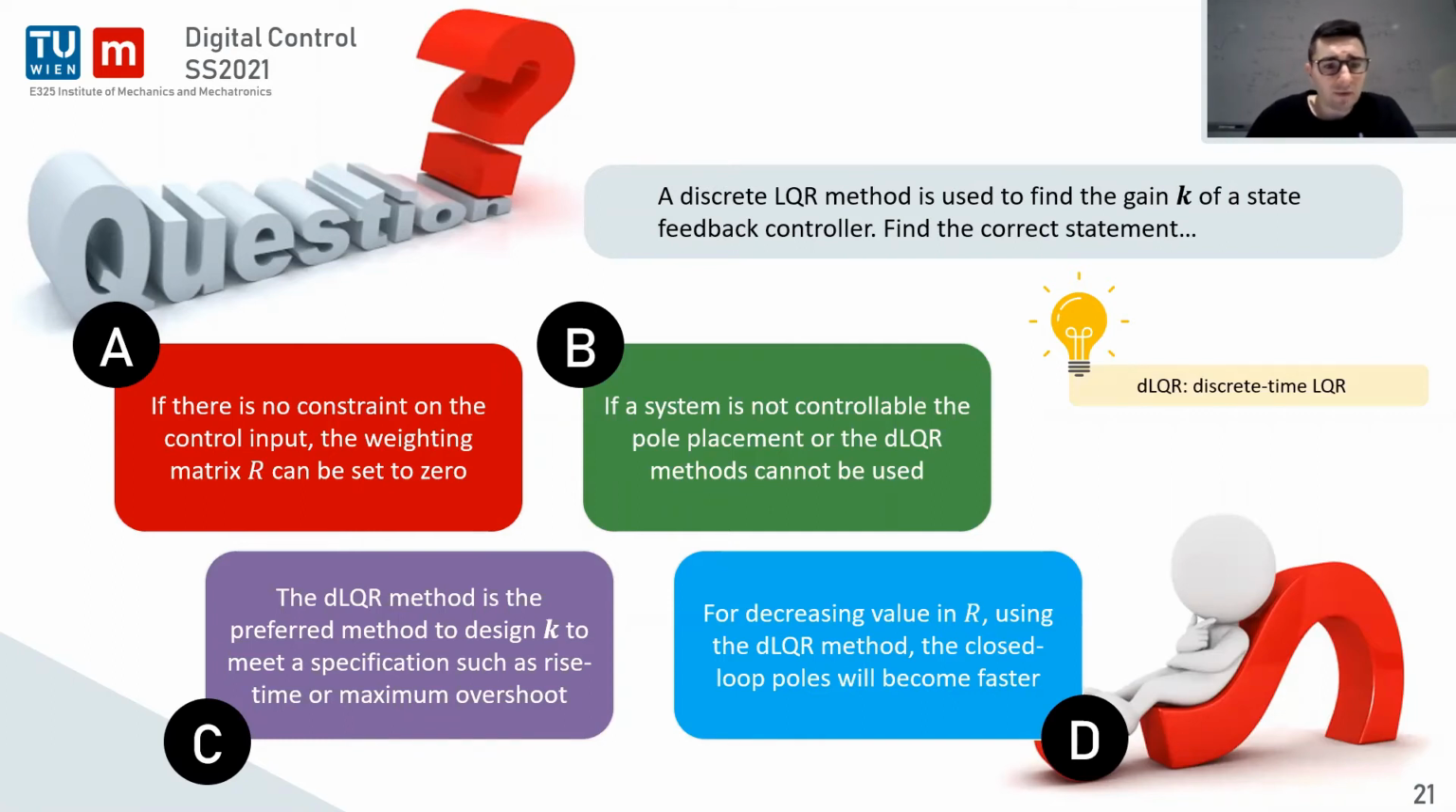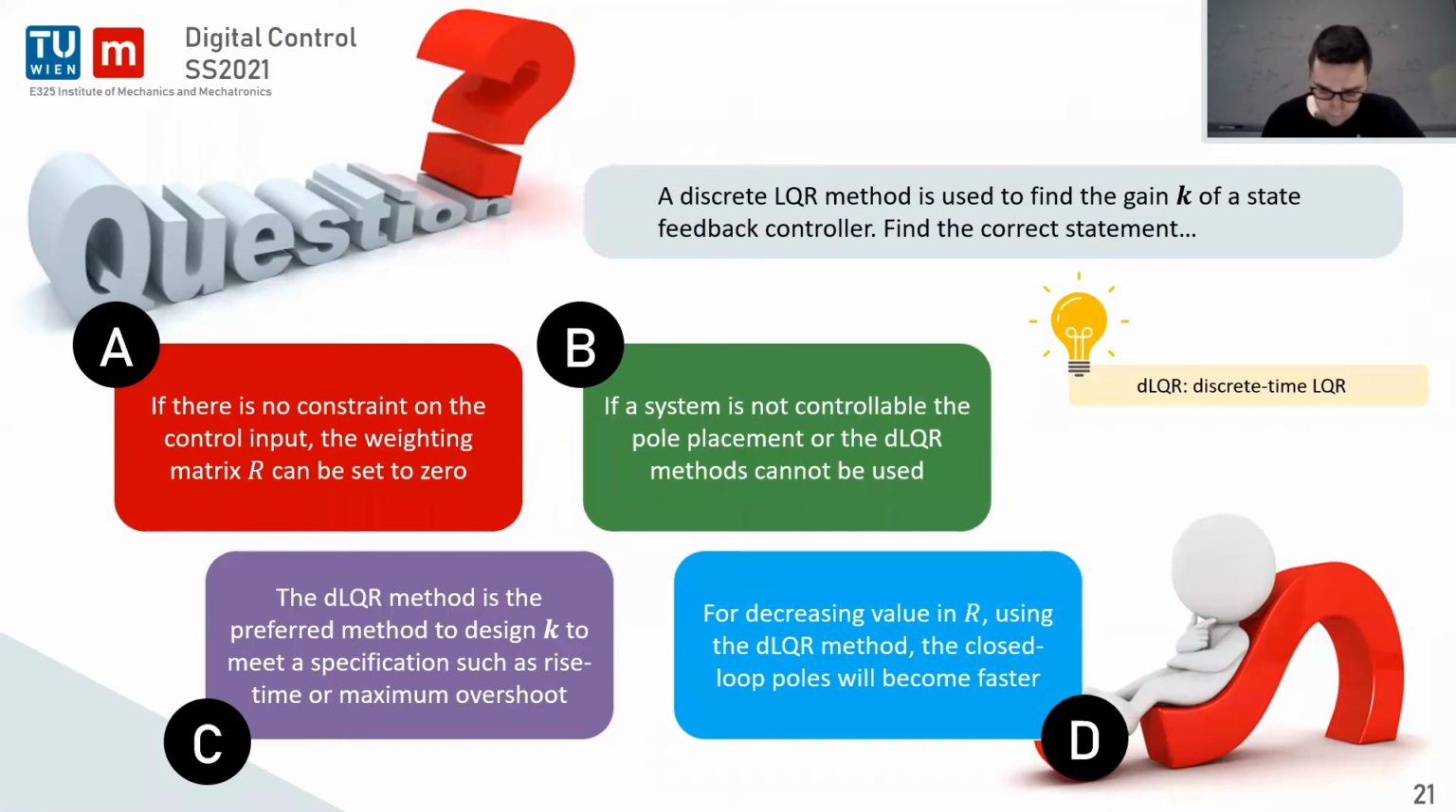The third answer was that the dLQR method is the preferred method to design K for specifications, and that's not true. I mean, you can intuitively try to reach some rising time, but you will need to iteratively test a lot of Q and R matrices, whereas for pole placement, you just design a PT2 and it's way faster. And the last one is, for decreasing value in R using the dLQR method, the closed loop poles will become faster.